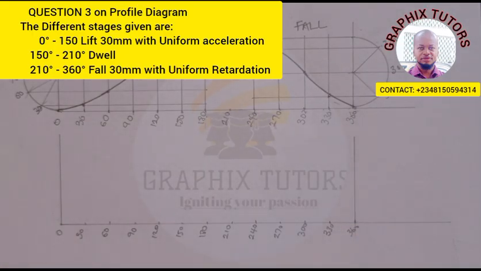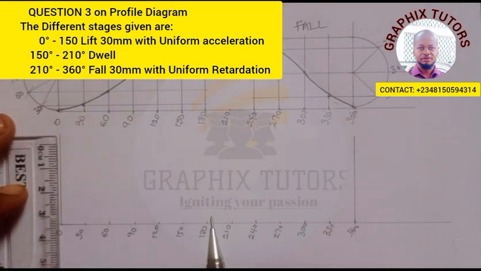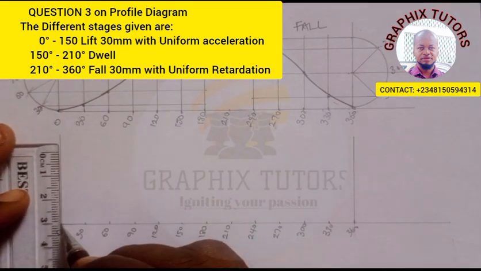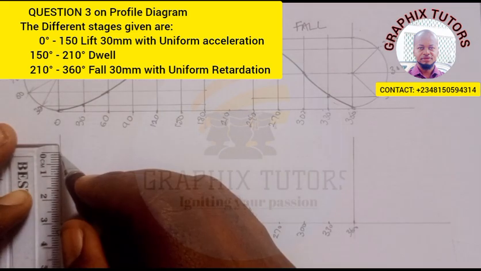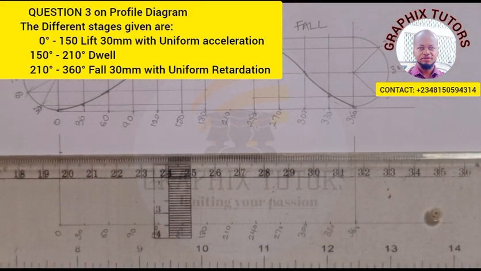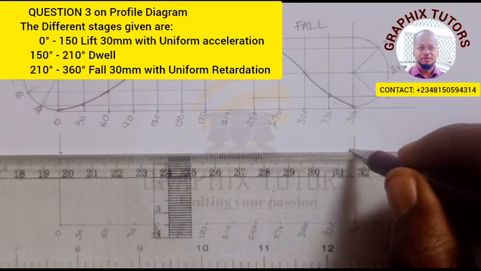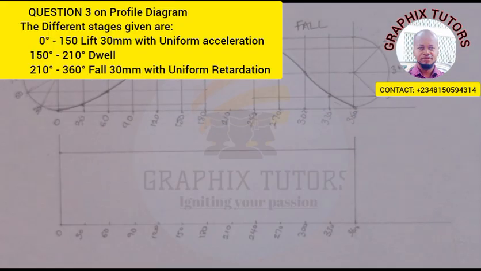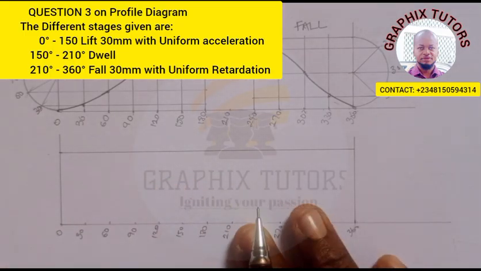So but the height still remains to be what? 30. So I'm going to take that 30 from 0 to 3 is 30. So what we have here. And I'm coming here. Is that taken? So what you do here when you're dealing with uniform acceleration and retardation is this. The curve for this is always parabolic, right?